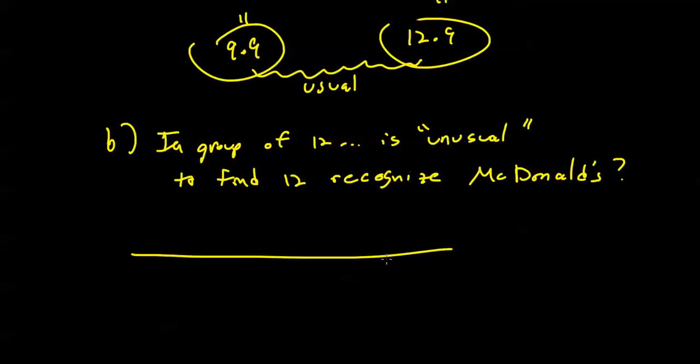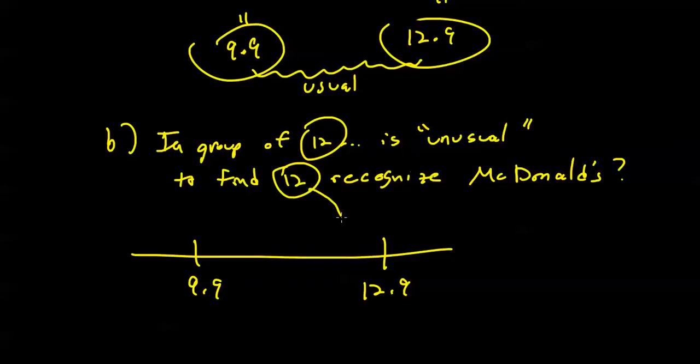Well, again, 9.9 is our minimum value for usual values. 12.9 is our maximum value for usual values. And 12, who recognize McDonald's names, certainly does not put us in our unusual realm. All right, this falls in the usual realm of responses.